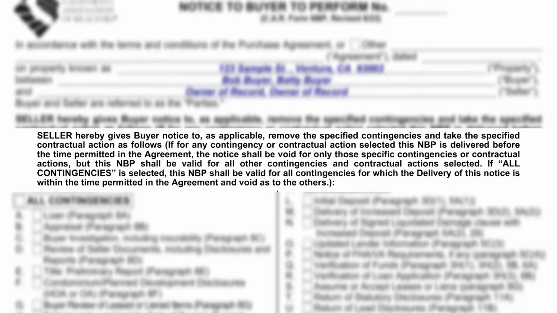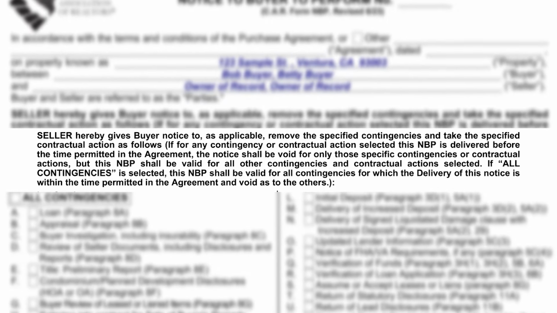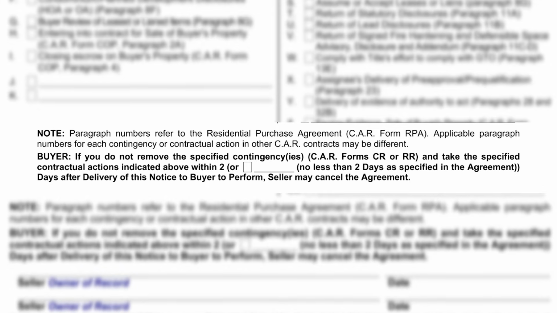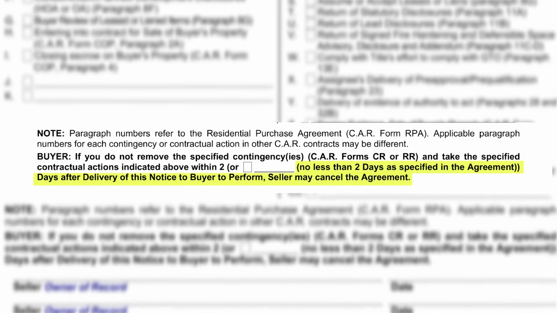Now, if the buyers haven't removed it by day 17 in this example, then the seller has the option to send them a notice to perform, which puts the buyer on notice to remove the contingency within the next 48 hours of receipt. If it's not removed within that 48-hour period, then the seller has the right to cancel the transaction, but cannot keep the buyer's deposit since, again, the buyer has not removed the loan contingency. Now, this notice to perform can also apply to the inspection time frame as well.